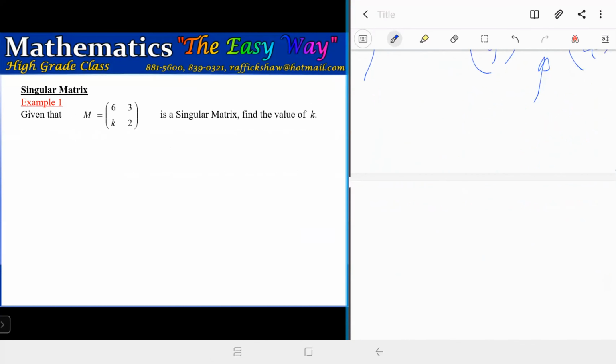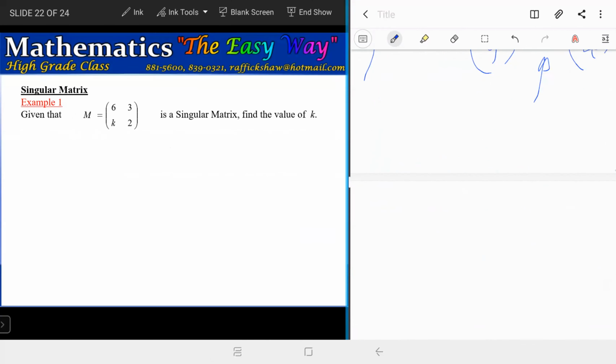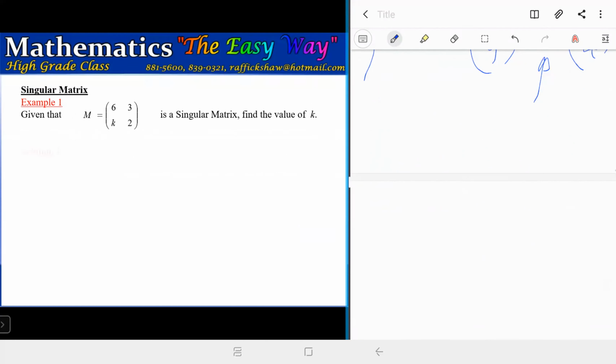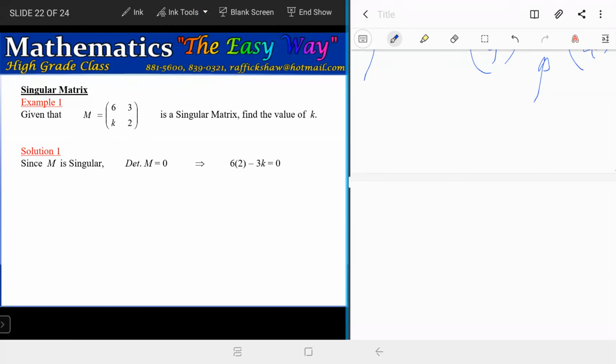That's the first one. Given that the matrix is a singular matrix, find the value of K. It's very simple. If it's a singular matrix, it means that it has no inverse and the determinant is equal to 0. So don't forget that it has no inverse, because that is important. And the determinant equals 0 part is what you actually use to do your calculation.